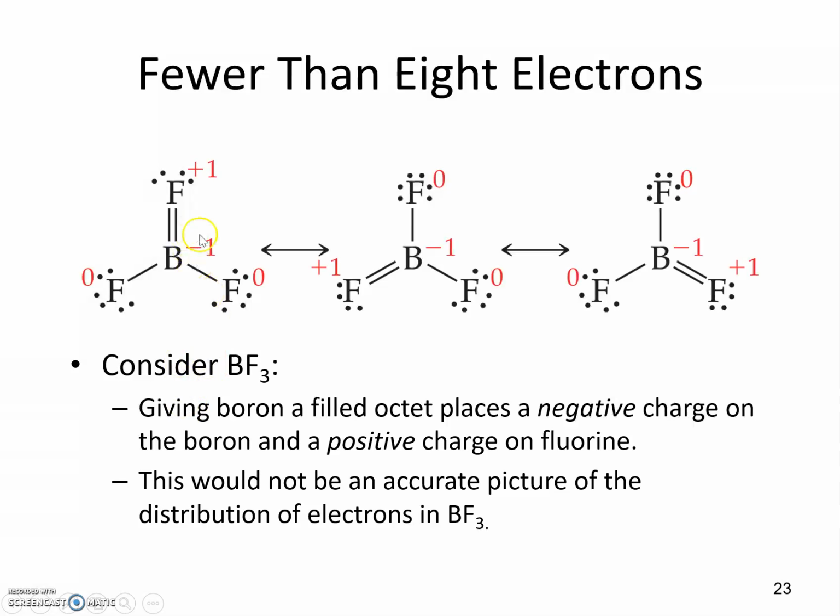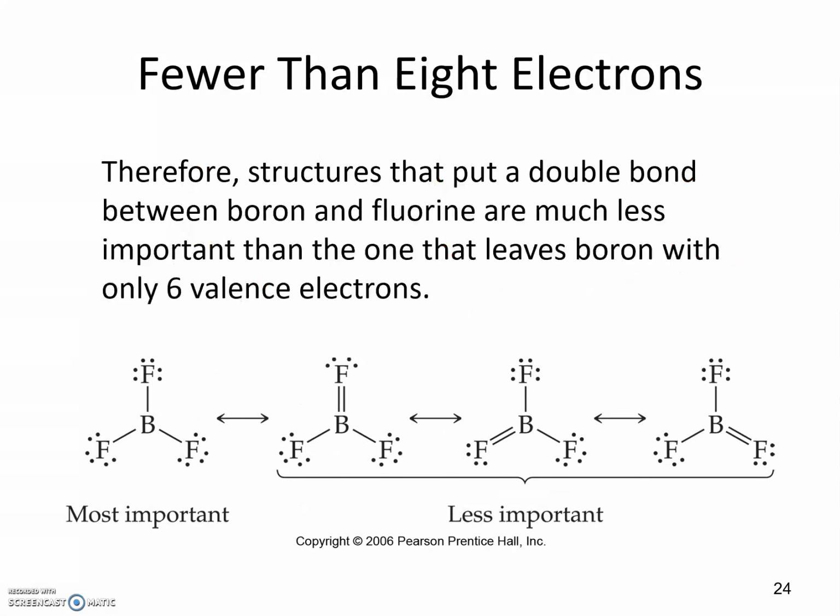And what we find, because of those formal charges, is that this is not an accurate picture of the distribution of electrons in boron trifluoride. Okay? And there's actual empirical evidence to back this up. It's not just people waving their hands around and saying, oh, minimize formal charge, that's the right way to do it. But it's true that boron tends to form molecules where it has fewer than 8 electrons around it. So 6 valence electrons, like so.